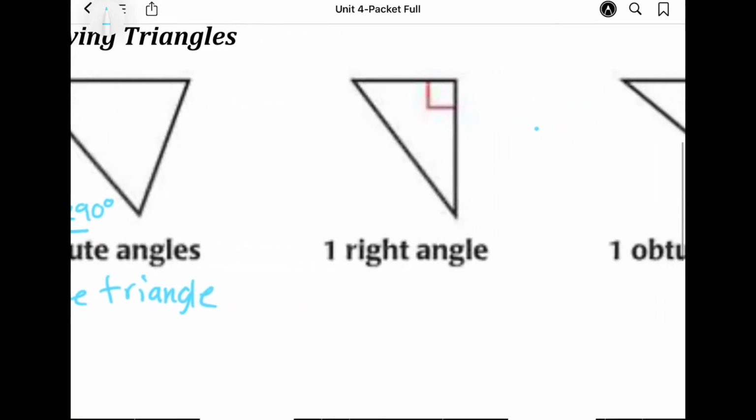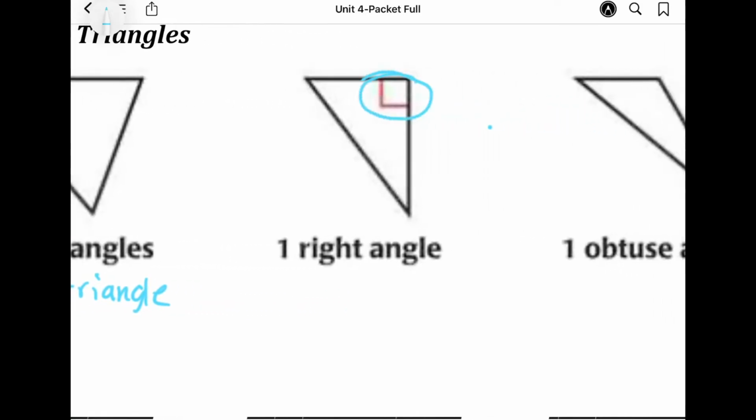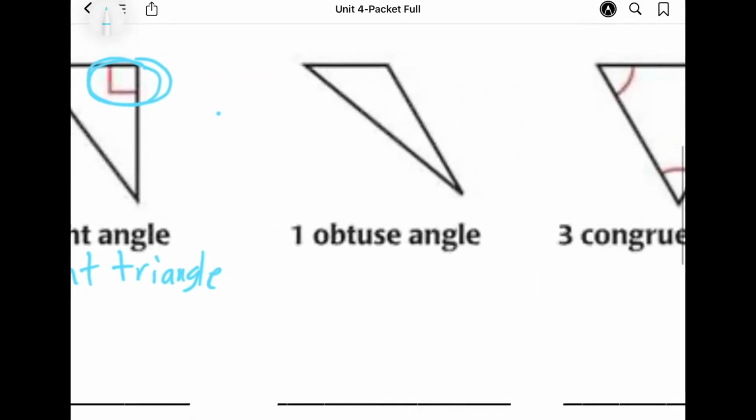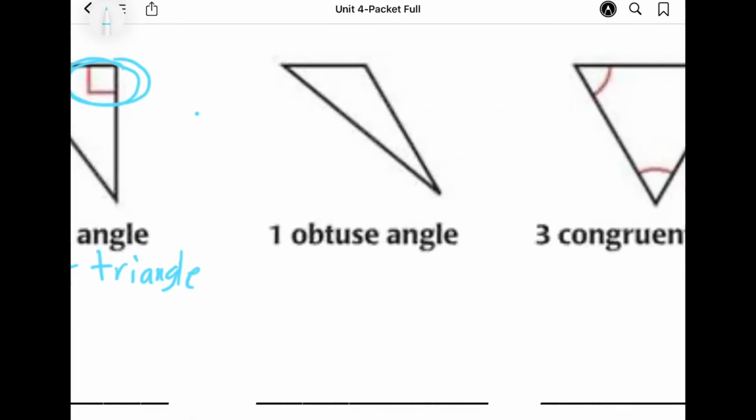For the next one, we are told that we have one right angle. So this is going to be classified as a right triangle. The next one, we are told that it's obtuse, one obtuse angle. That means that the angle is going to be greater than 90 degrees. So these triangles are going to be called obtuse triangles.